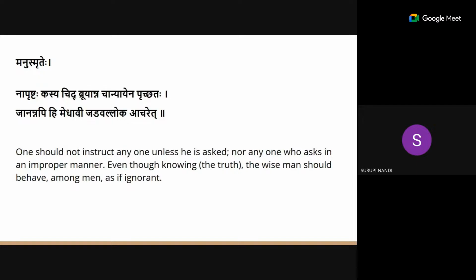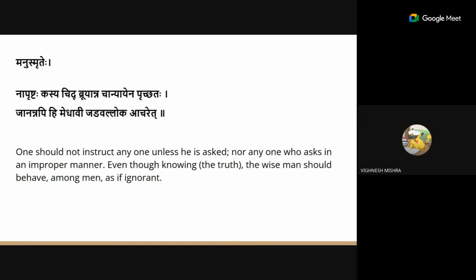Jananapi hi medhavi, jadaval loka, that is better, jadavalloka acharet. So Jananapi hi medhavi, jadavalloka acharet. So this second line we will try to go at once.